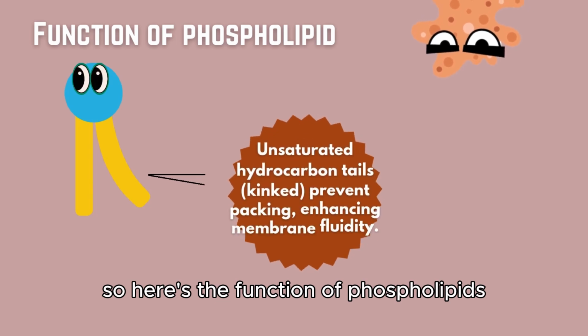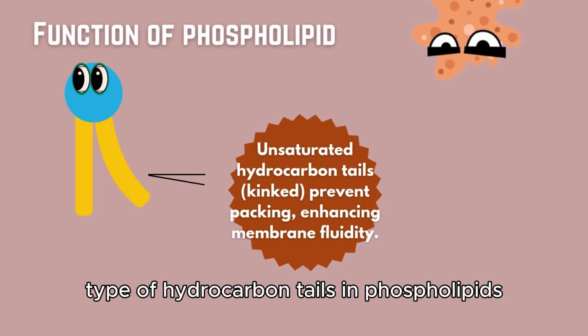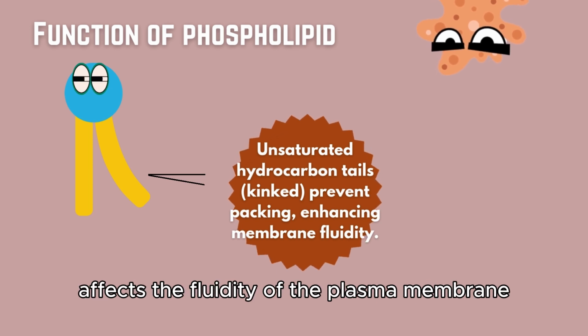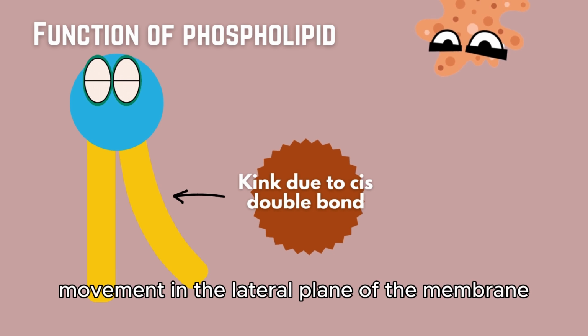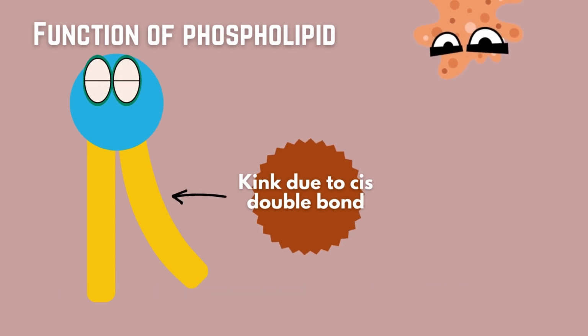So, here's the function of phospholipids. The type of hydrocarbon tails in phospholipids affects the fluidity of the plasma membrane. Also, kinks prevent packing and enhance movement in the lateral plane of the membrane.